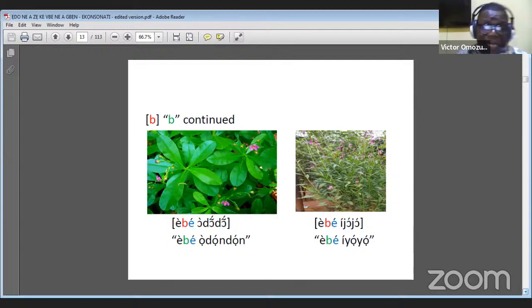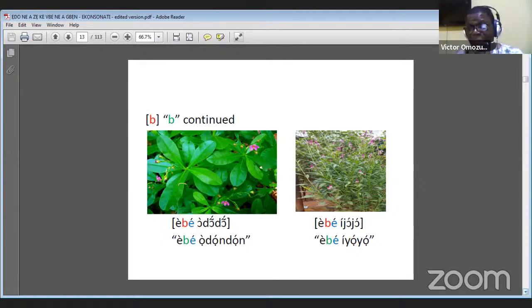So we still have it in ebe or dondo. That vowel in blue there, when it elides, you now pronounce in rapid speech abodondo that everyone can easily relate with. Then the next one is abe iyoyo. And so when the A elides, you have abiyoyo.